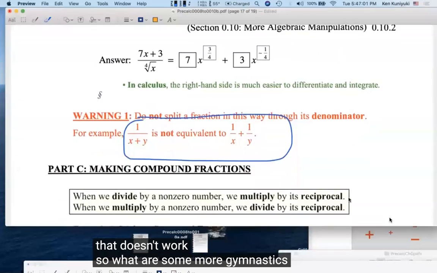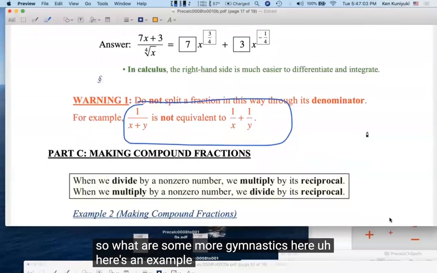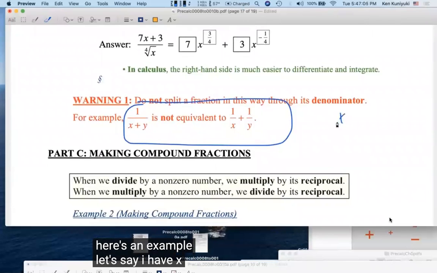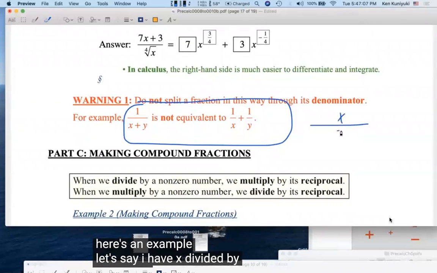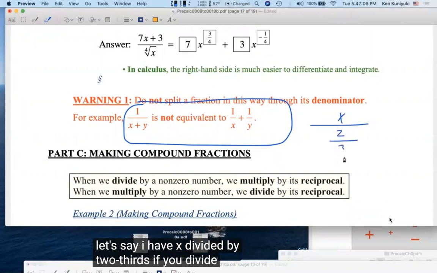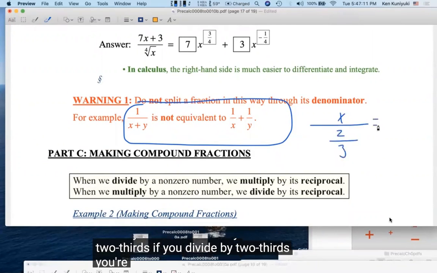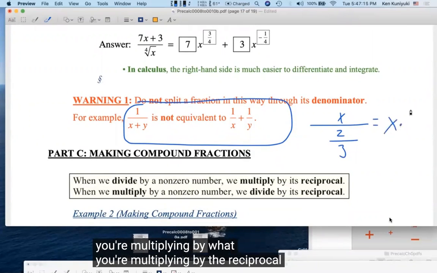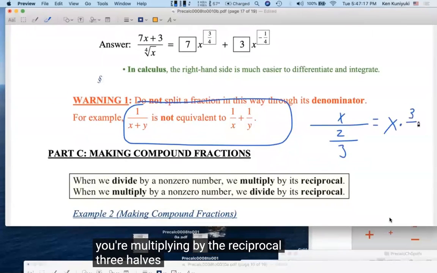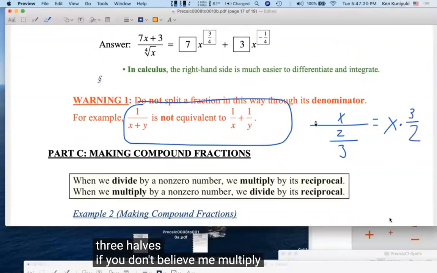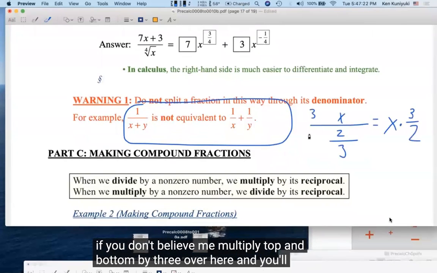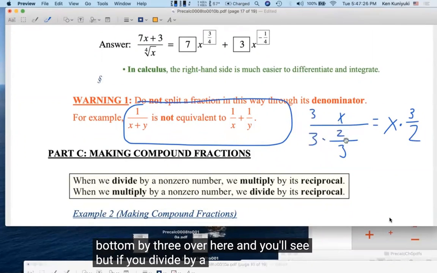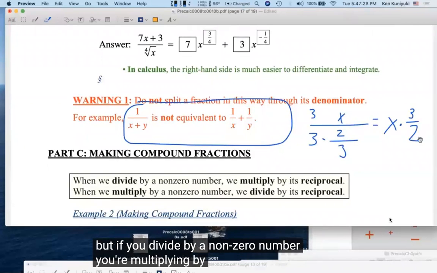So what are some more gymnastics here? Here's an example. Let's say I have x divided by 2/3. If you divide by 2/3, you're multiplying by what? You're multiplying by the reciprocal, 3/2. If you don't believe me, multiply top and bottom by 3 over here, and you'll see. But if you divide by a non-zero number, you're multiplying by its reciprocal.